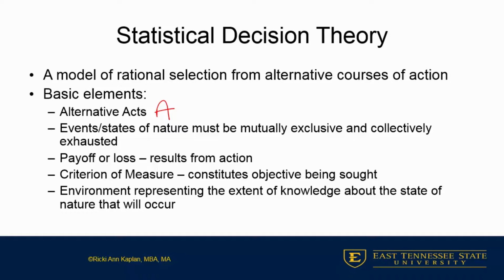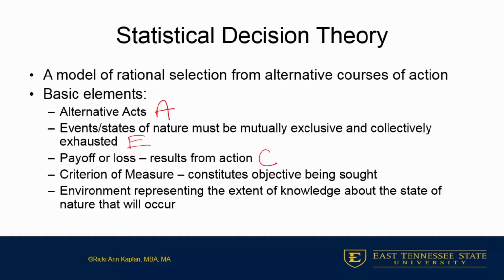Events or states of nature that must be mutually exclusive and collectively exhausted. These are often listed as E. The different events are things that are out there that might take place and we need to know what it might be. We have no control over the events. The payoff or loss is taking a look at the consequences. What happens if a certain event takes place and we have chosen this alternative? What's the consequence? It's either a payoff or a loss.